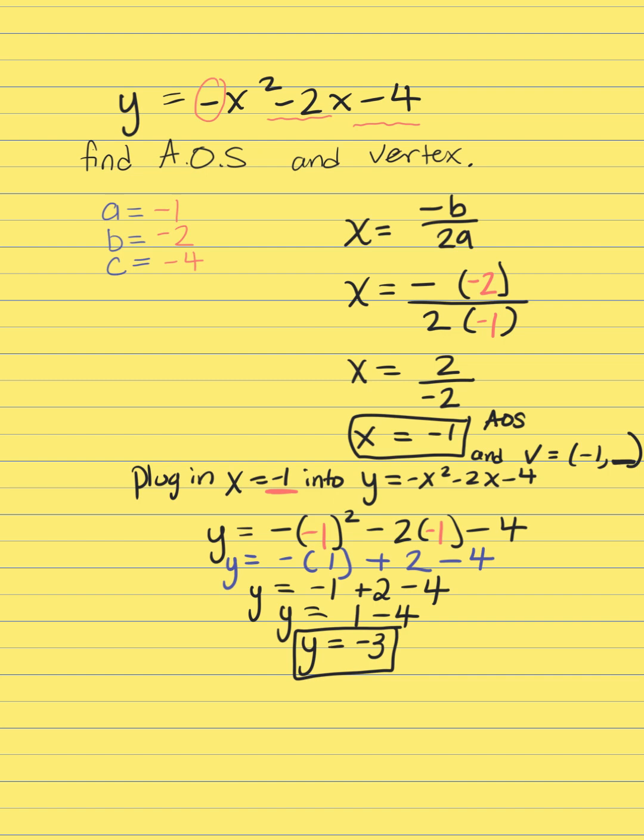All right, I'm not done yet, okay? All I found was my axis of symmetry and the y-coordinate of my vertex. Now, at the end, I have to say, okay, the vertex is -1, -3. So do you see how I have my axis of symmetry? And now I have my vertex. Your Edulastic is going to have a lot of questions on this. Vertex and axis of symmetry. We're going to do one more example.